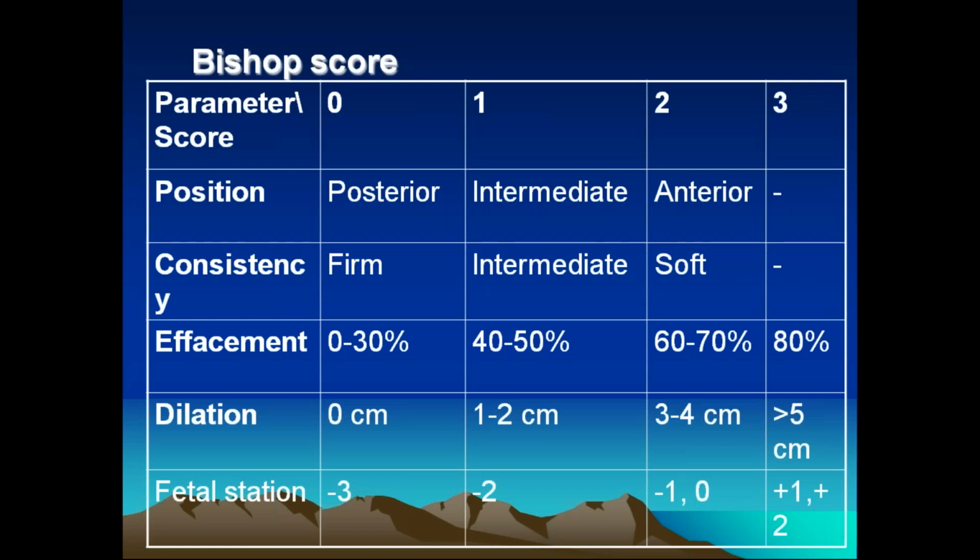If the position of the cervix is posterior, intermediate or anterior, depending upon that, we'll give a score of 0, 1, 2, 3. And the consistency of the cervix also we have to see. If it is a firm consistency, we'll go with a 0 score. And if it is intermediate, 1, and soft is a 2. Next is the effacement. We'll discuss effacement, dilatation, fetal station now.